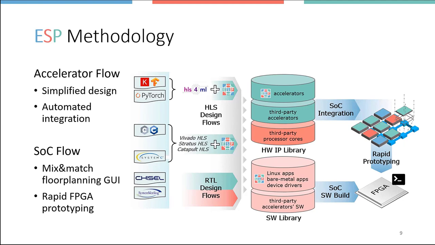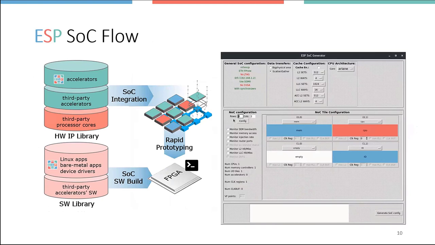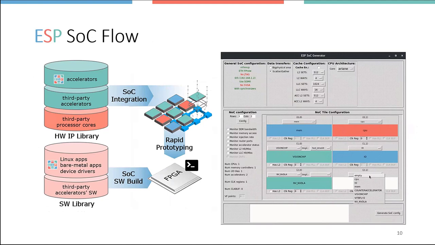So this is an example of how you can use the ESP graphical user interface once you have in the library the components that you need in order to develop one particular instance of an SoC. In this particular case, as you can see, it is just an example. The SoC turns out to be based on an architecture with six tiles on a 3x2 matrix.